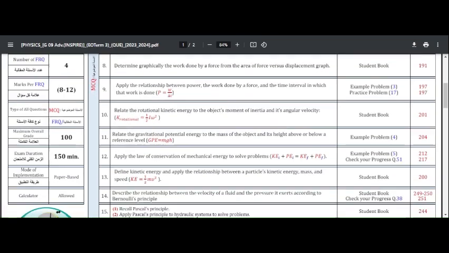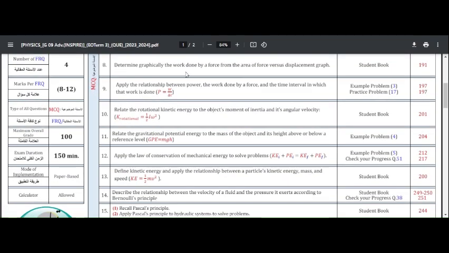Okay, then let us look at the eighth question. Eighth point here: determine graphically the work done by a force from the area of a force versus displacement graph. So in the force versus displacement graph, you will have the force on the y-axis and the displacement of the object on which the force is acting on the x-axis. Okay, displacement on the x-axis, force on the y-axis.